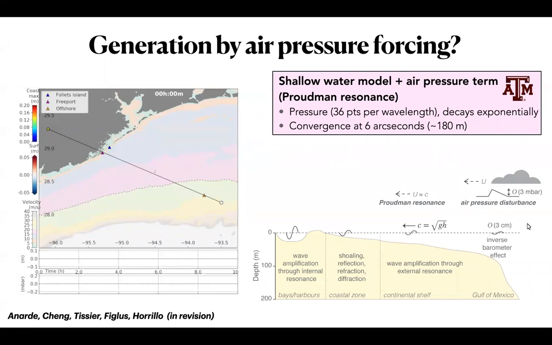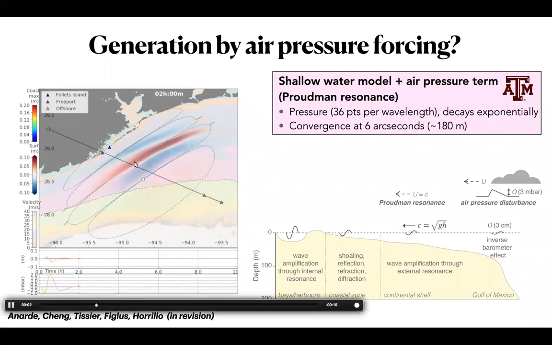Very quickly, Proudman resonance occurs when an air pressure disturbance produces a small water surface perturbation in deep water due to the inverse barometer effect. This perturbation can grow in height as it travels across the shelf due to external resonance processes, specifically when the shallow water wave speed matches the speed of the disturbance. This video is really quick, I apologize, but it shows how our measured atmospheric pressure disturbance propagates across the shelf towards our field site.